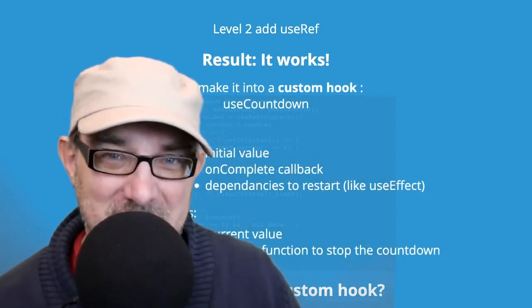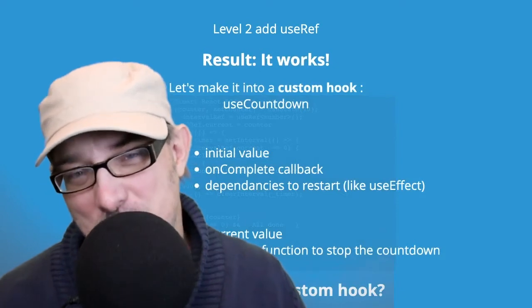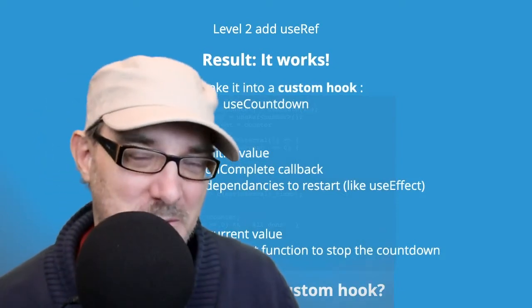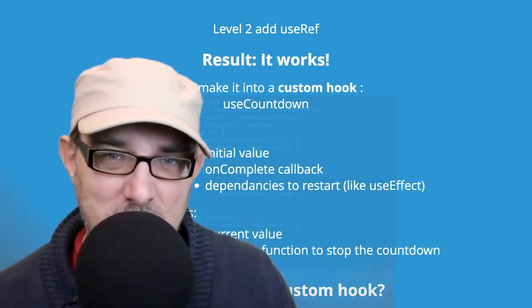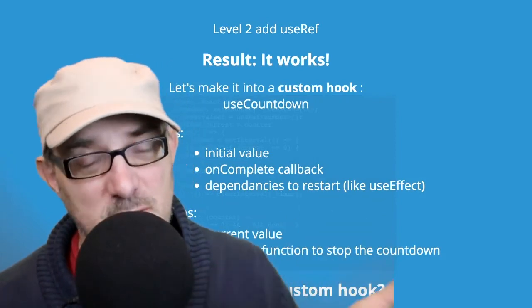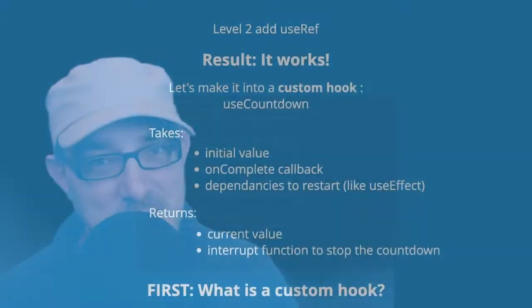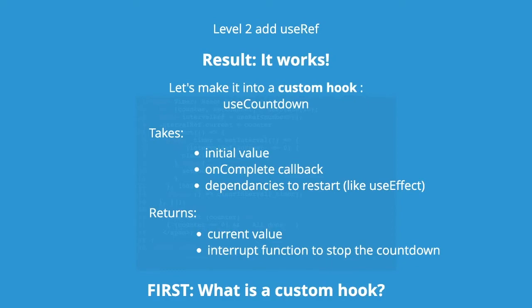Now, it's a nice first step, but we wanted to create a custom hook, at least I wanted to. I want to be able to reuse this code in other places. So to do that, I need to be able to pass in the initial value that I want. I don't want it to always be 10, I might want it to be 30 if I want to have an easier timeout, and I might want it to be 5 if I want to make it harder.